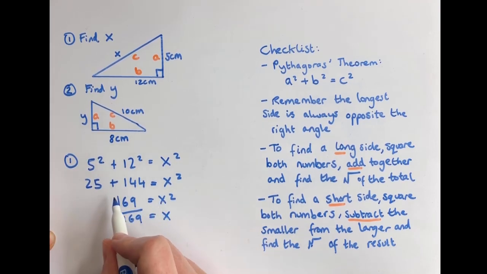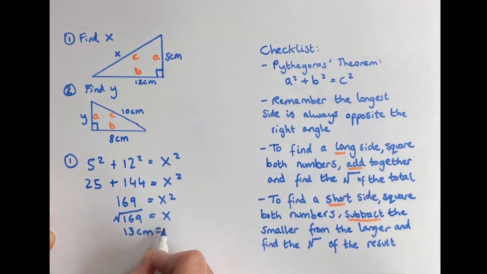Because in algebra, if you take something to the other side, you have to do the inverse. So the inverse of squaring is the square root. And the square root of 169 is 13. Don't forget it's in centimetres, and that gives you your answer for question 1.